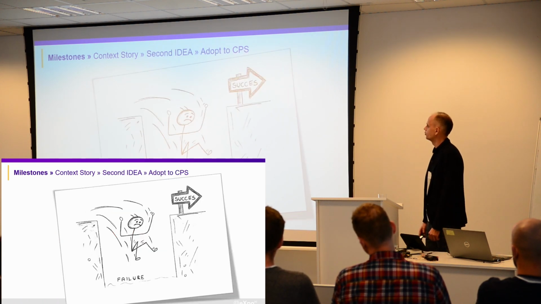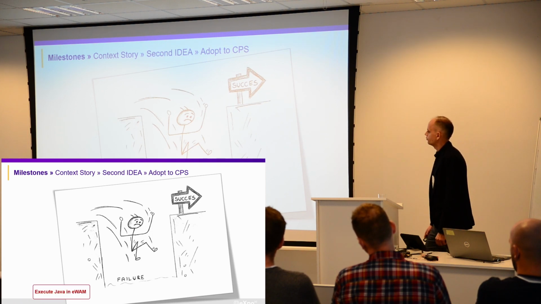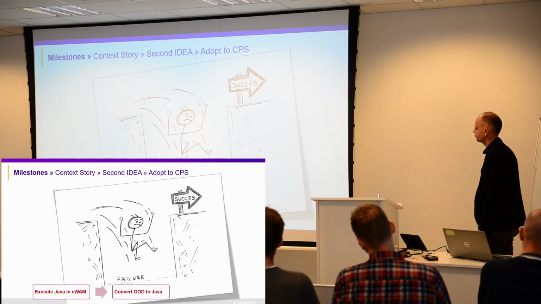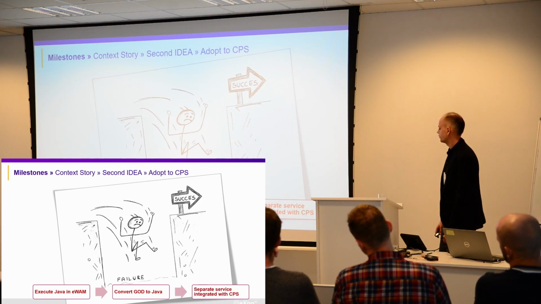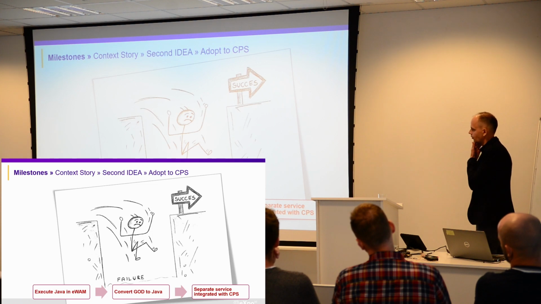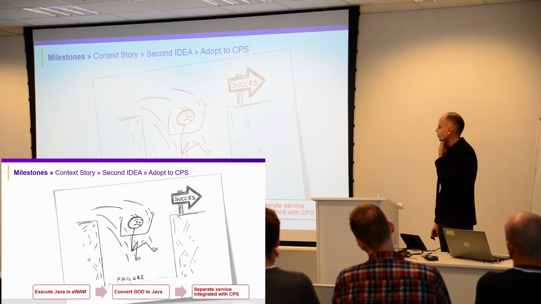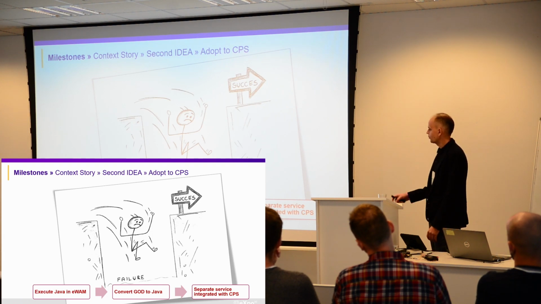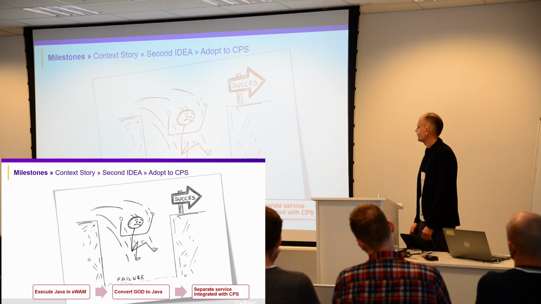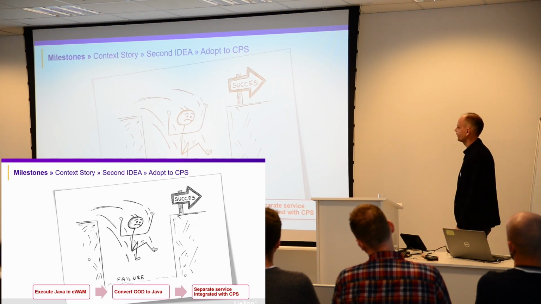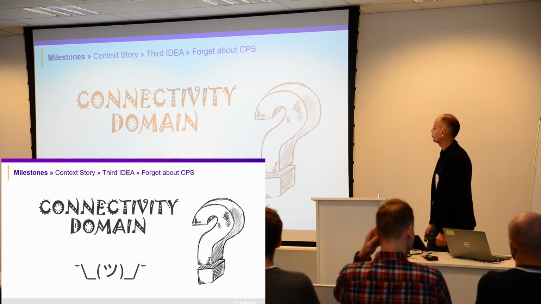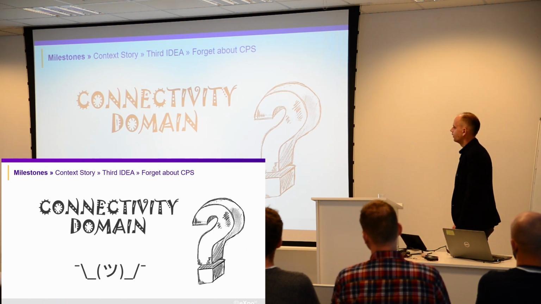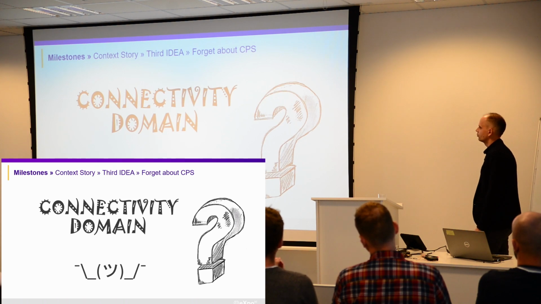Then we tried to adapt to CPS. And we tried to execute Java in EWAM. We tried to convert code to Java and create the separate service integrated with CPS. But all of them were wrong concepts. Even Ninja, Krzysztof Szcześniak tried to convert GOT to Java, but finally we decided that this is not our path. And at the end, we tried to forget about CPS and to create our own solution.